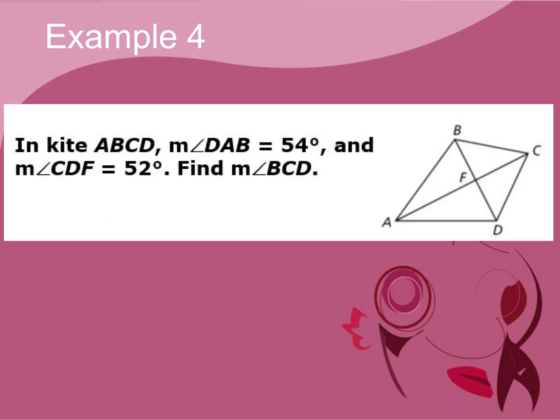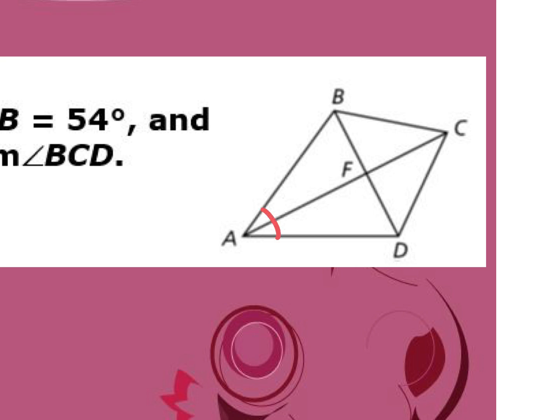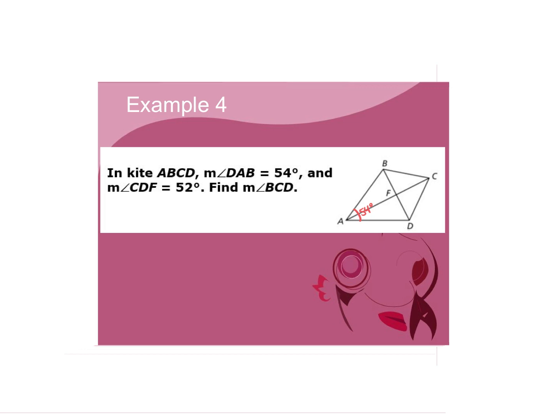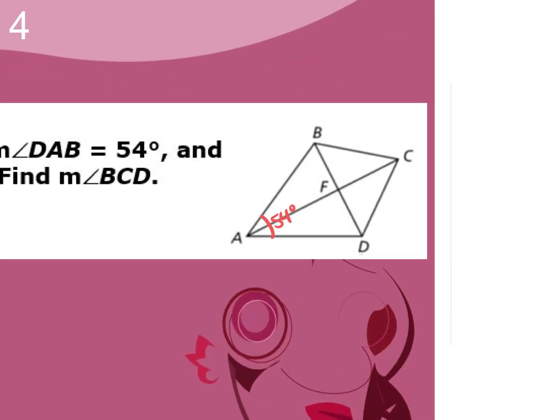Actually, all right, guys, let's do this one. This is going to be our last example. We're going to skip, actually. All right. In a kite, ABCD, the measure of angle DAB is 54 degrees. Let's fill that in there. Where's DAB? At the bottom, right? Right over here. 54 degrees. And the measure of CDF is 52 degrees. Where's CDF?